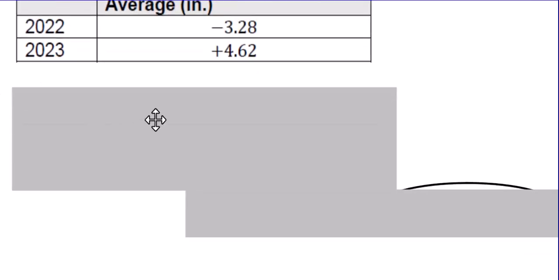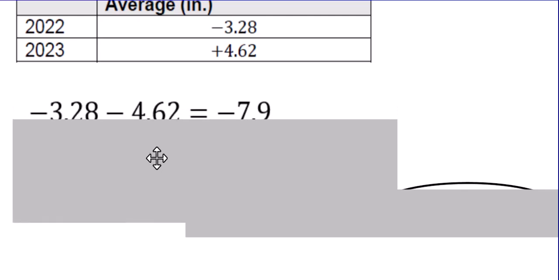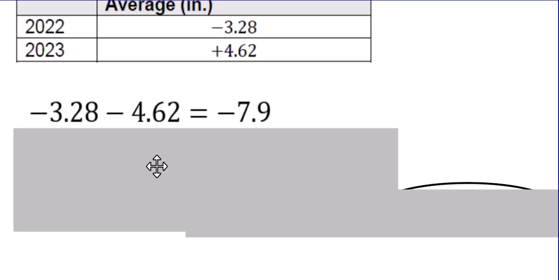Now you can subtract in whatever order. If you do get a negative value, you want to make sure to take the absolute value of it. So what I did first, and I'm going to show you two different methods or strategies for this, is that I took negative 3.28, the value from 2022, minus 4.62, the value that we had in 2023. And I got negative 7.9 in my calculator. You may want to double check and make sure you get the same thing.